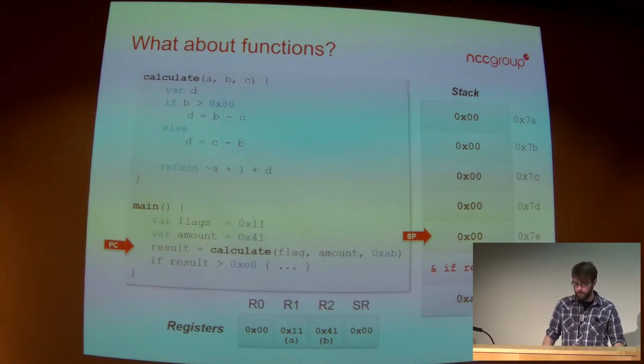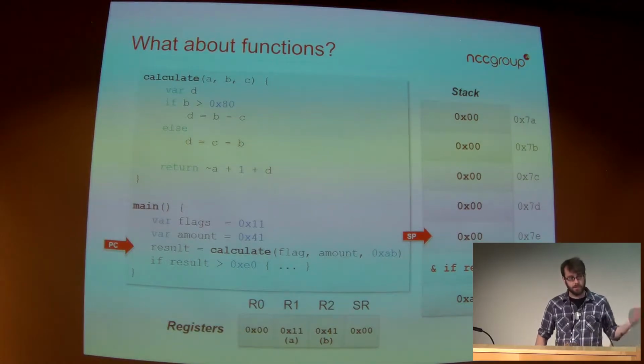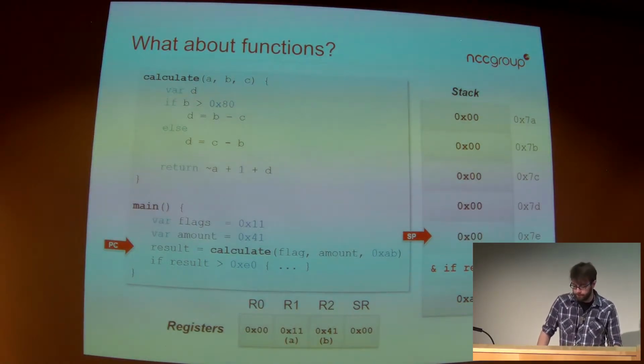So then we also need to push the return address for when we're done with that function. Where do we want to come back to? So here you see I pushed the address of the if result, the next instruction, so we know where to jump to when the function ends. So we make our function call, and now what do we need to do?